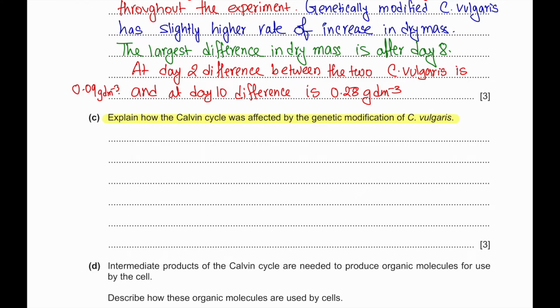Carbon fixation is a rate limiting step, as the concentration of rubisco is a limiting factor in carbon dioxide fixation.